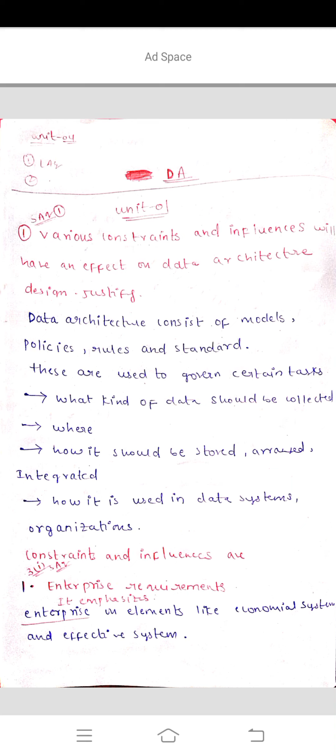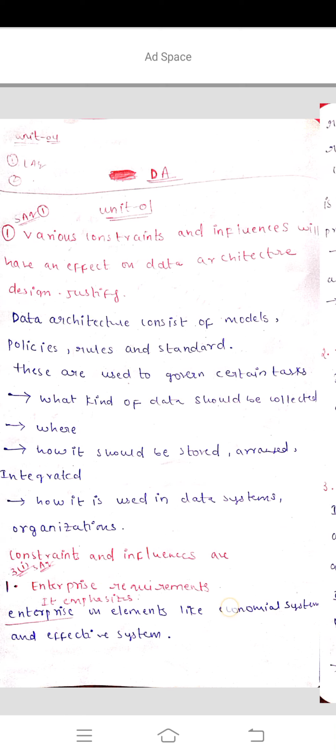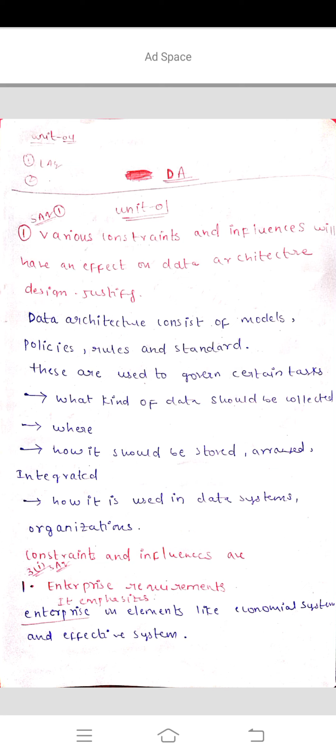Hello everyone. Today I am going to discuss the DA, that means data analytics, important questions from first unit. So here we have the questions. So let us discuss. The first question is: various constraints and influences will have an effect on data architecture design, justify. So this is the first question.